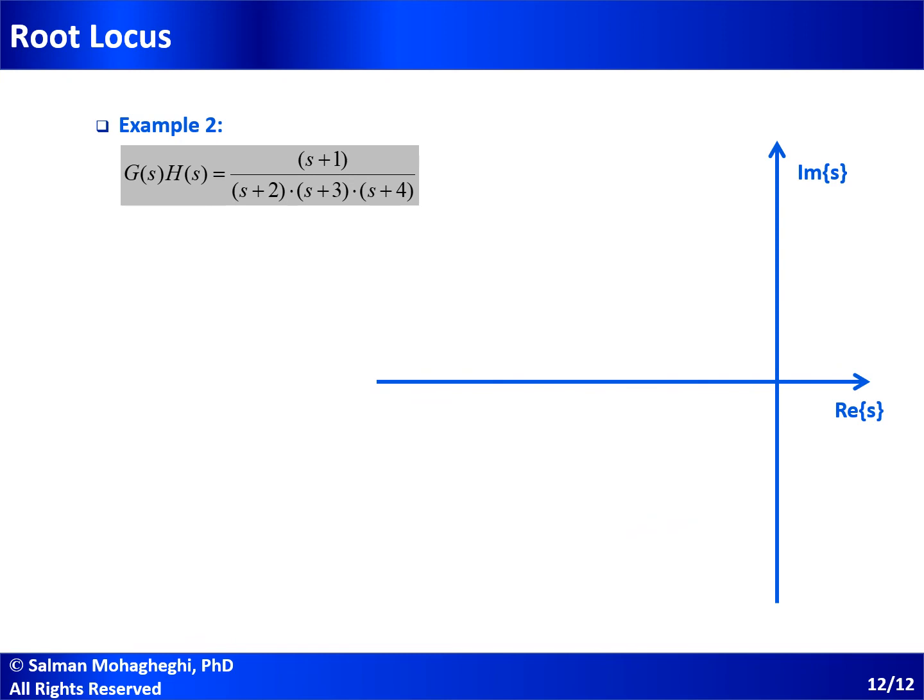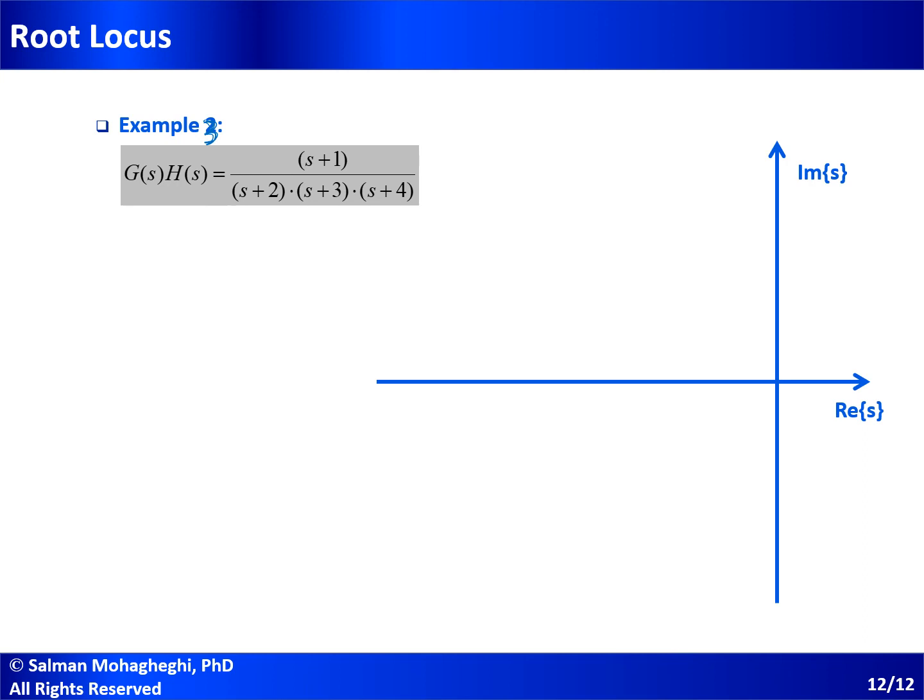Okay, let's do another example. Imagine you have a system whose loop gain is s plus 1 divided by s plus 2 times s plus 3 times s plus 4. And this, in fact, has to be example 3, not example 2. Again, I would like you to do the same thing. Please pause the video at this point. Try to do this by hand, and once you're ready, hit play to see the answer.